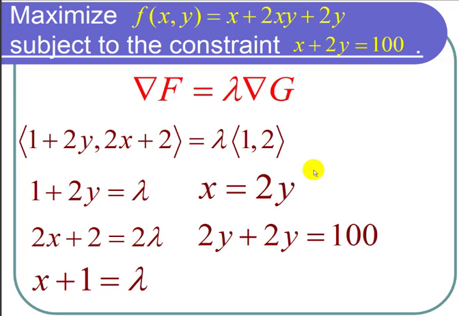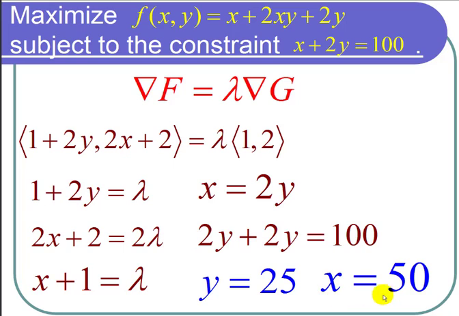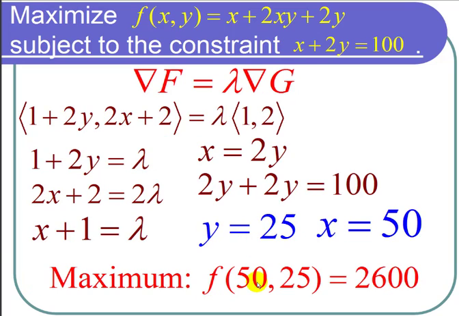And that gives us that 2y plus 2y is equal to 100, or 4y equals 100, so y is 25. Well, x is 2y. 2 times 25 is 50. So x is equal to 50. So now I can just plug into the function. If I plug in 50 for x and 25 for y, I get that the function evaluated at the point (50, 25) is equal to 2600.